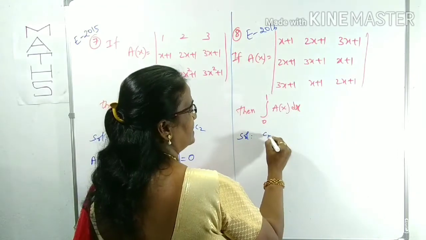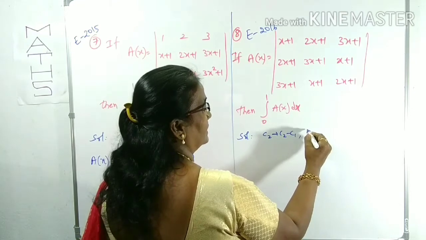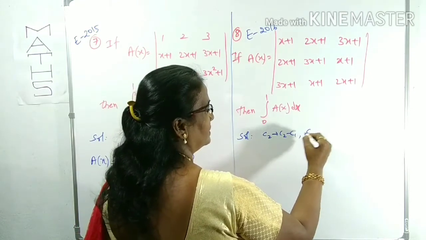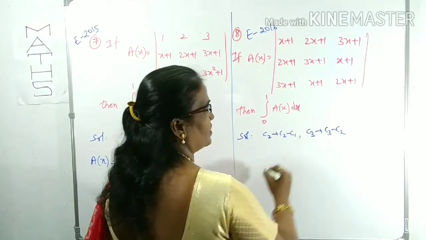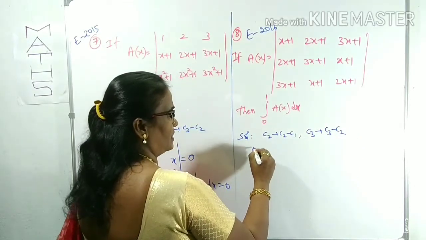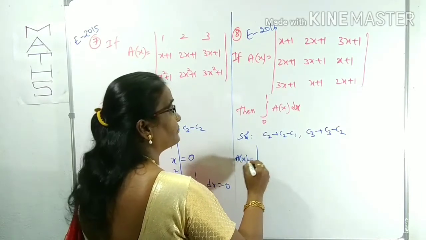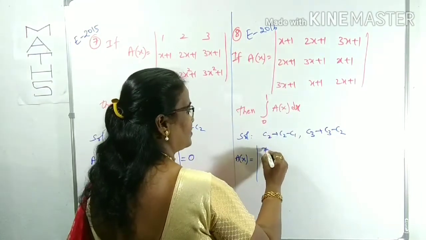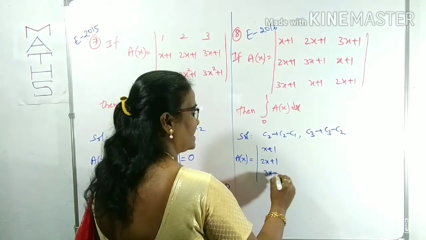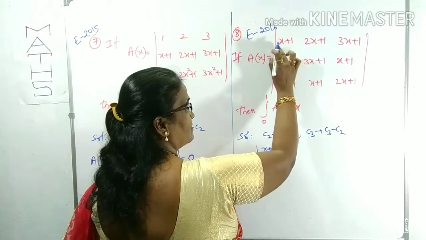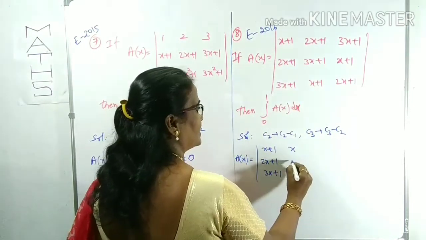C2 replaced with C2 minus C1, and C3 replaced with C3 minus C2. We can use a row also, not only columns. Now A of x becomes: this is x plus 1, 2x plus 1 and 3x plus 1 as it is. From these two, 2x minus x is x. The 1s cancel, and 3x minus 2x is x.